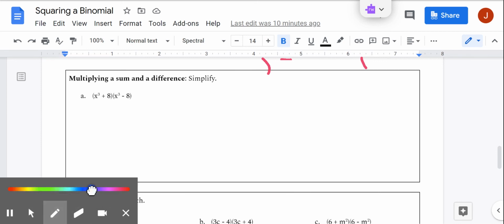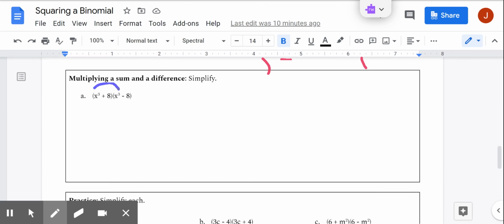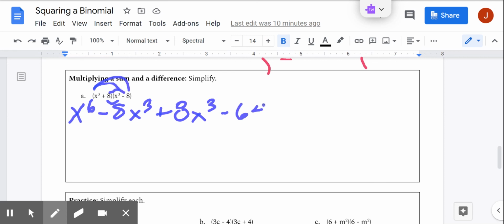I'm going to just start to FOIL this problem. So when I multiply those first terms, x cubed times x cubed, I keep my base, I add my exponents, and we get x to the 6th power. When I do my outer terms, that would be negative 8 times x cubed, which is minus 8x to the 3rd. For my inner terms, I get plus 8x to the 3rd. And for my last terms, 8 times negative 8 is negative 64.